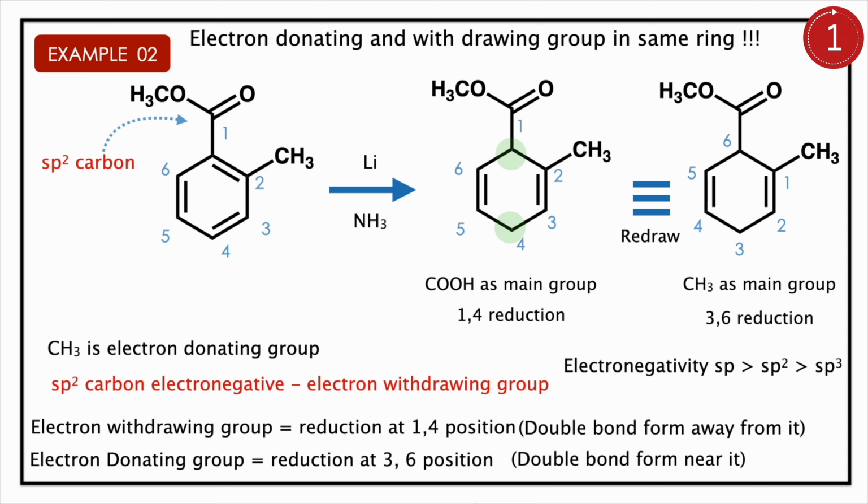So if you look at two different cases, if you take COOH as the main group, same 1,4 reduction. CH3 as the main group means same 1,4 reduction. The question creates confusion, but if you know the fundamentals, you can find the answer very clearly.